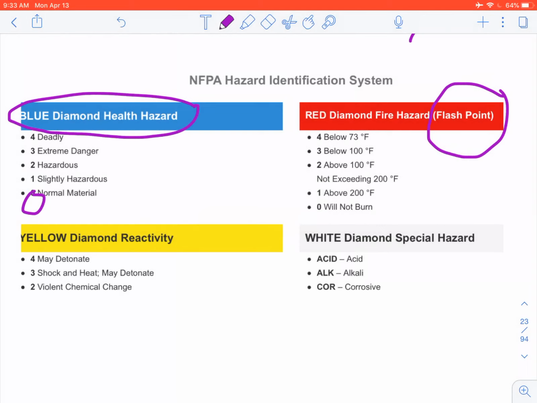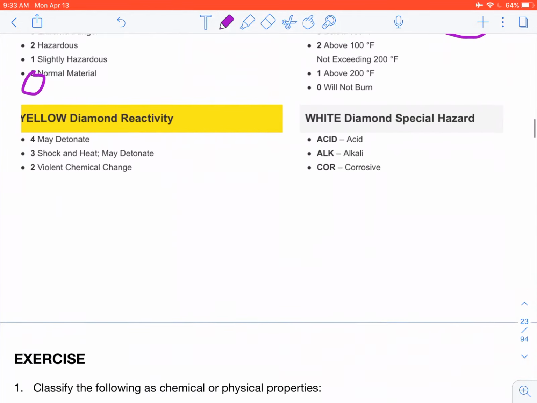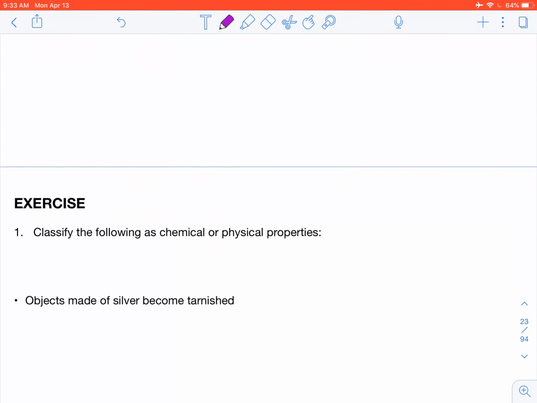So if you see maybe a van, or these trucks on the road with this diamond, the numbers give an indication of its reactivity and flammability. There are other nomenclatures that are also used, but I've just shown you this. Let's look at the exercise now.